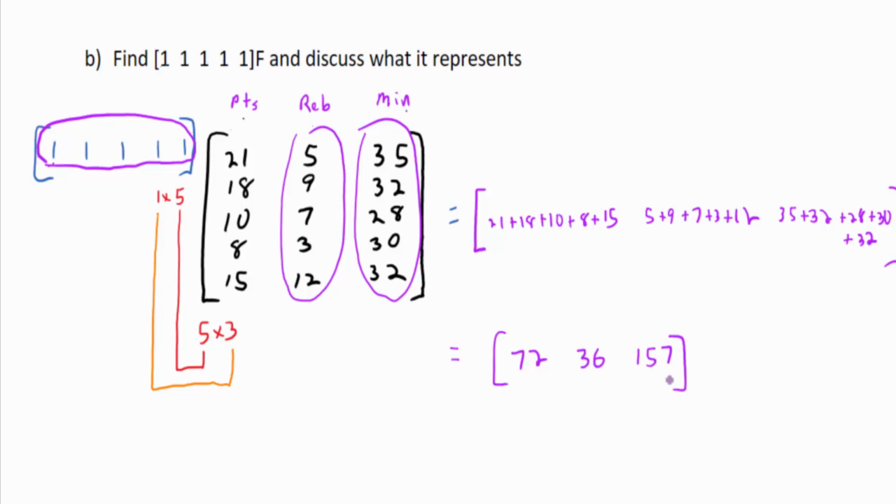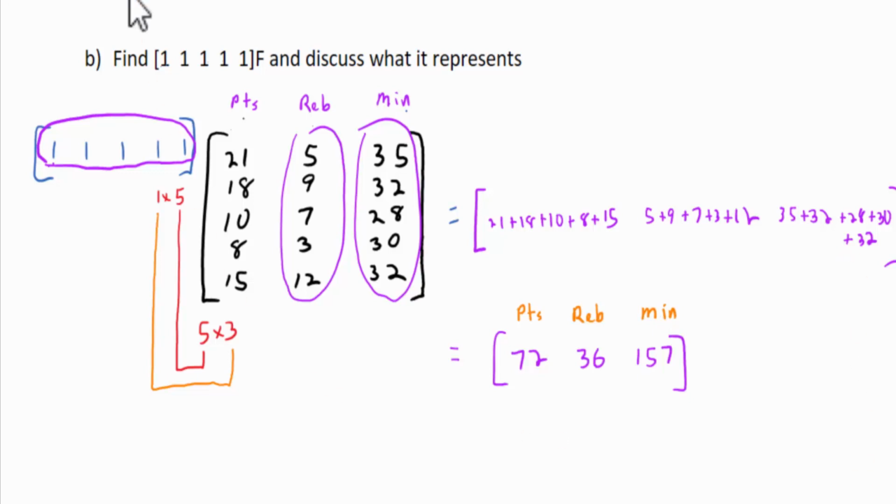Okay. All right, well, that's all well and good if you can do the multiplication. What does it mean? What does this matrix represent? Yeah, so notice the columns stay the same, right? The category stays the same. And so the 72 is going to represent the total number of points scored by the starting 5 players, right? That's column 1. Column 2, 36, is the total number of rebounds by the starting 5. And then column 3, the total number of minutes played.